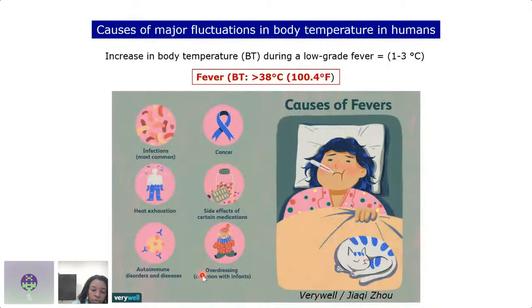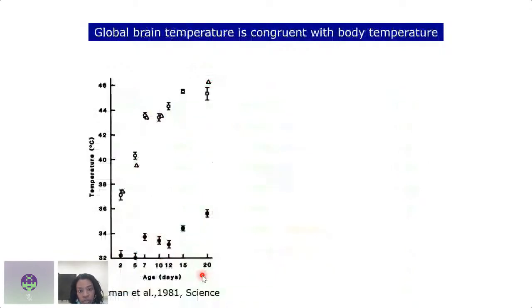What's also underappreciated is the fact that your body temperature is increasing and you're experiencing these major fluctuations in body temperature during the fever, but your brain temperature is also increasing as well. And the reason for this is because global brain temperature is congruent with body temperature. And we've known this for a while now.